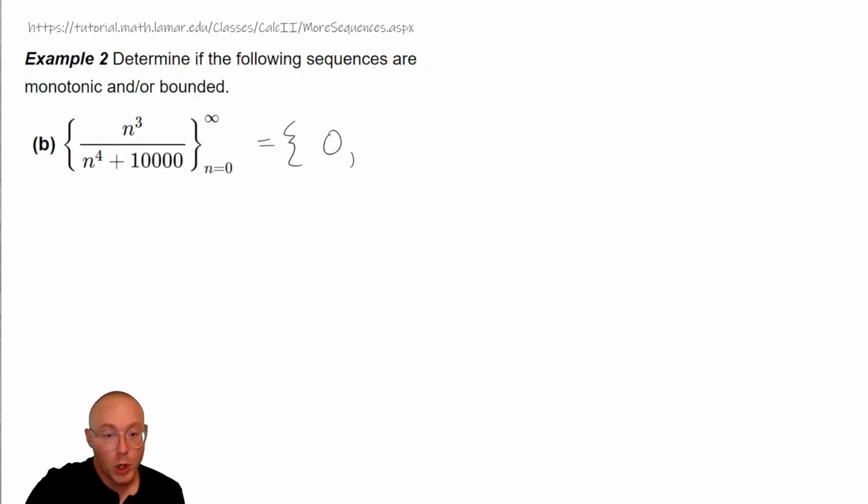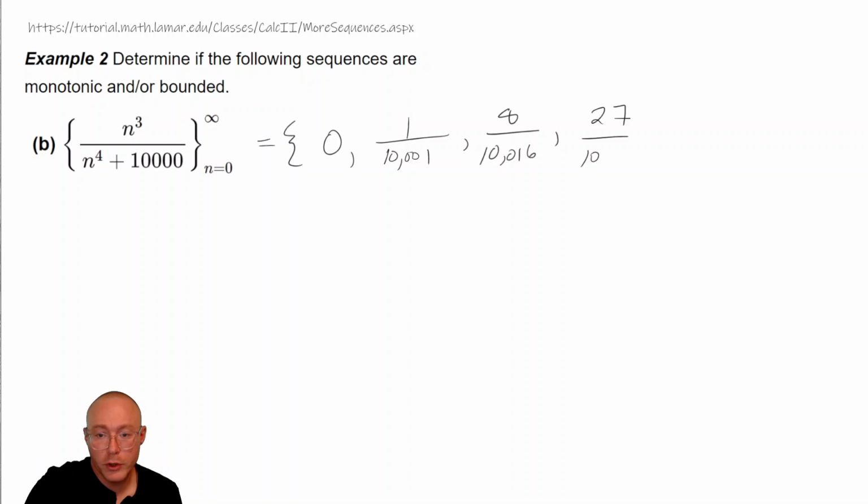Now if we plug in n equals 1, we're going to get a 1 in the numerator, and we're going to get 1 to the fourth, which is 1, and 1 plus 10,000, which is 10,001. So to get the third term, we're going to plug in 2, and you're going to get 2 to the third, or 8, over 2 to the fourth, which would be 16 plus 10,000, so 8 over 10,016. And let's just do one more. So if we plug in 3, we're going to get 3 to the third, which is 27, over 3 to the fourth, which would be 81 plus 10,000, so 27 over 10,081.